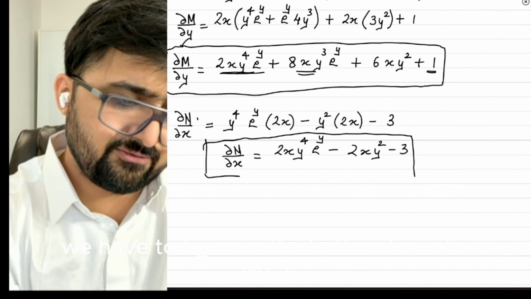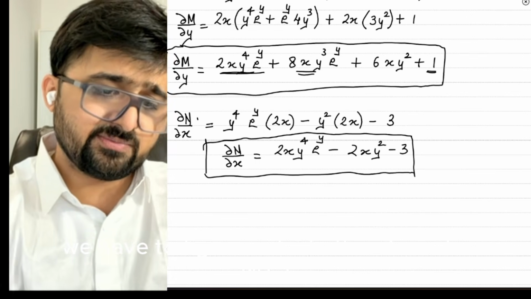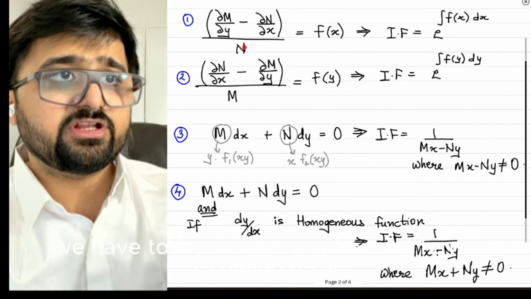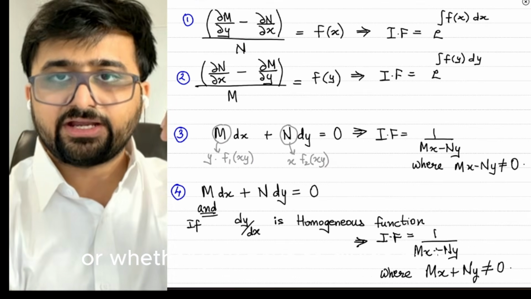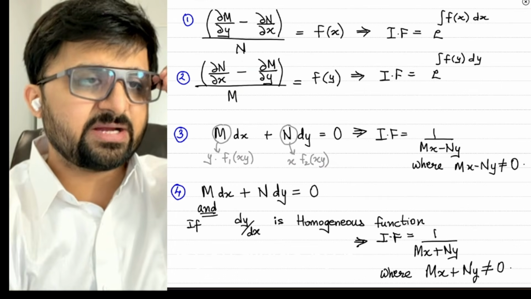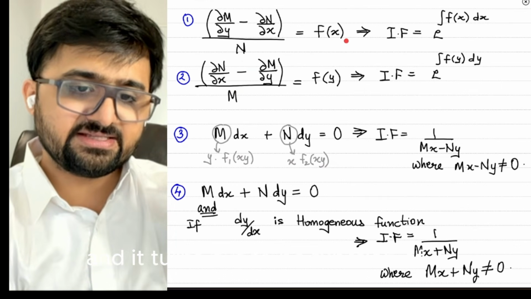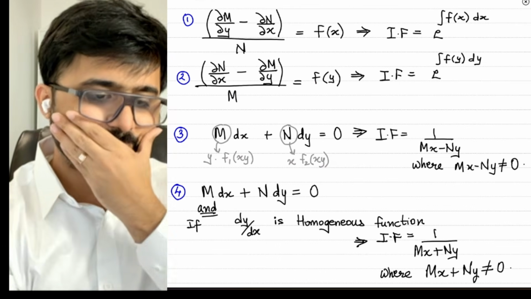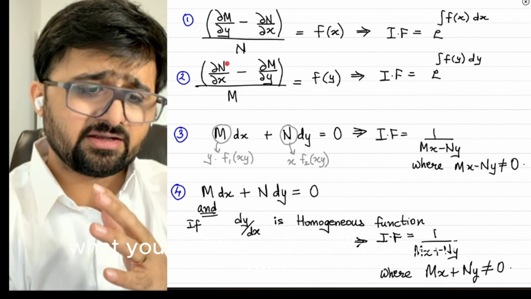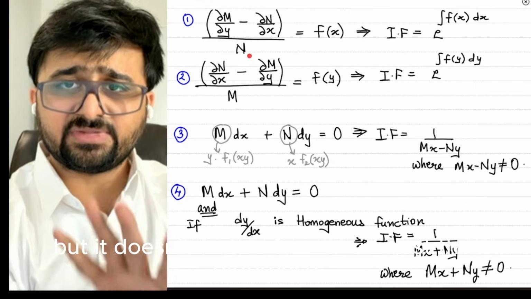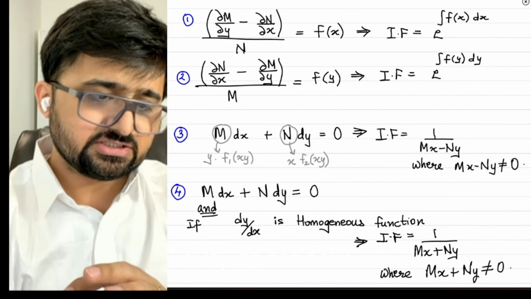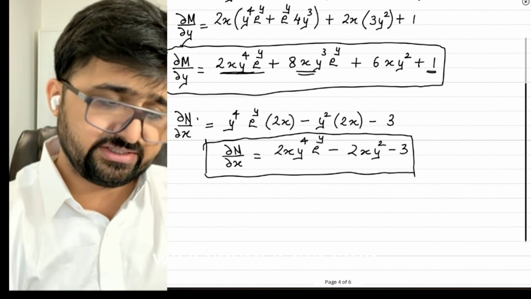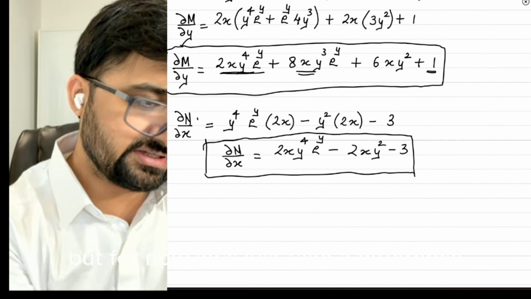In the end, we have to figure out whether it is rule number 1 or rule number 2. Basically, we have to figure out whether to divide by N or by M. If you divide by N and it turns out to be a function of x, then it is rule 1. If you divide by M and it is a function of y, then it's rule 2. What you do is just the difference of the two. It's the reverse difference, but it doesn't matter for now. The sequence doesn't matter for now; we'll figure it out later.